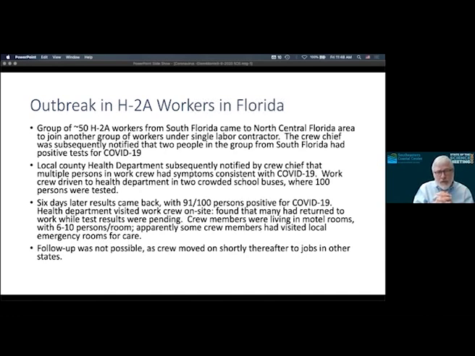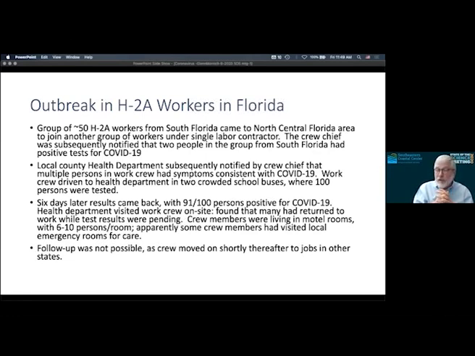The work crew was driven to the health department by the crew chief in 2 crowded school buses, where we had 100 people tested. Again, that's 50 people in a crowded school bus, some of whom may well be infected with COVID. If the rest of them weren't infected, there's a reasonable likelihood the infection was going to occur. It took 6 days for the results to come back. When they did, we found that 91 of the 100 persons tested were positive for COVID-19. At that point, the health department visited the work crew on site and found that many, if not most, had returned to work while test results were pending.